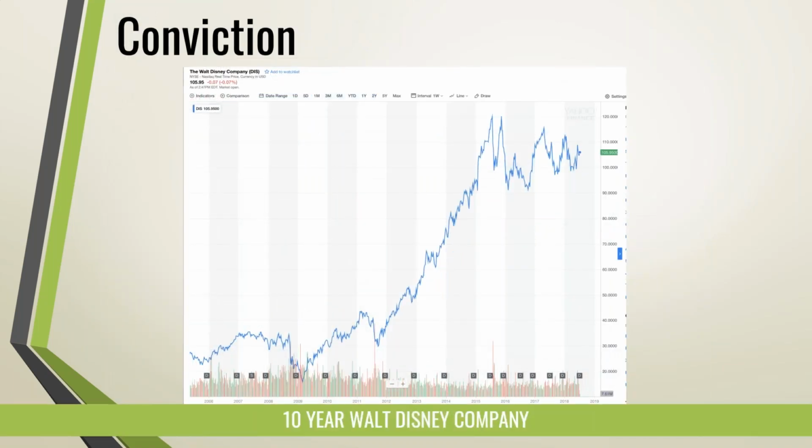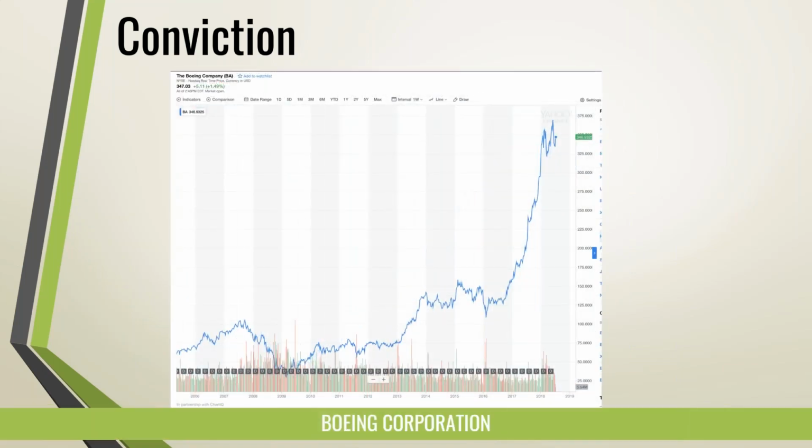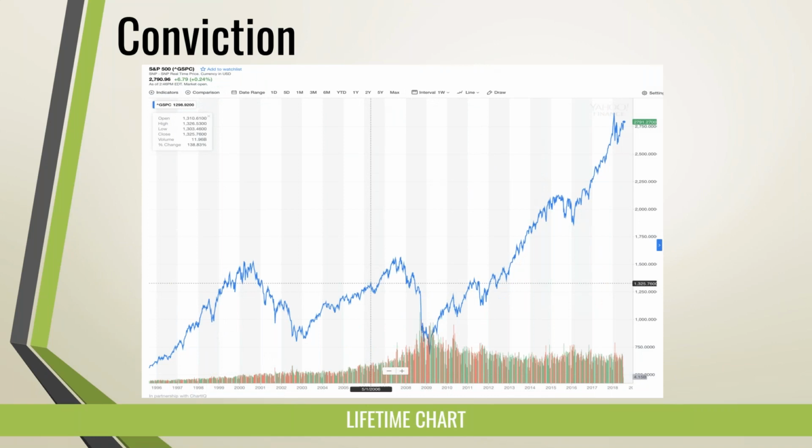Walt Disney was in the 20s when I started that newsletter. It went to 100. Boeing was a $50 stock, went to 350. And as you see, the market just kept going up to the point where it seemed like it was a little bit out of control.